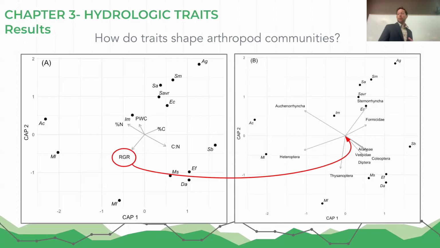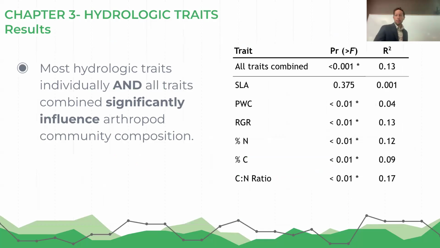So the first question that we can ask here is, how do individual traits shape arthropod communities? We might take an example of a trait, relative growth rate here, and ask, how does relative growth rate affect the total variation in this particular arthropod community? And the data for that is pretty strong that it does. Most hydraulic traits individually, and all hydraulic or hydrologic traits combined, influence arthropod community composition.